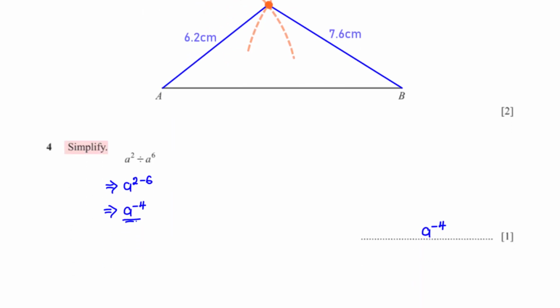Simplify. A squared divided by A raised to the power 6. Since the two terms have the same base and they are dividing, we subtract their powers. This gives us A raised to the power 2 minus 6. 2 minus 6 is negative 4, and so our final answer here is A raised to the power negative 4.